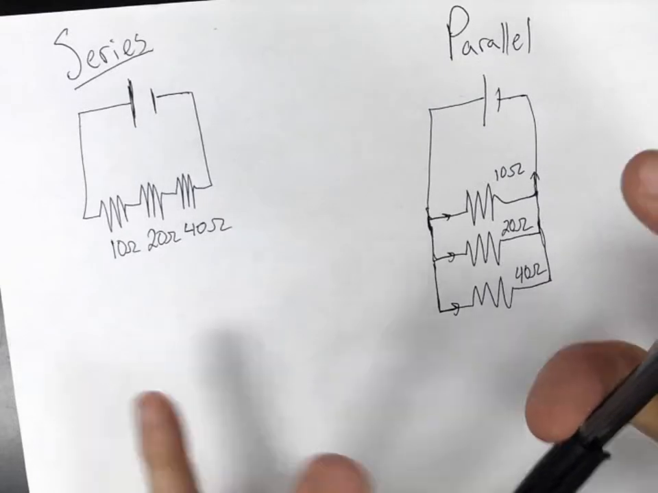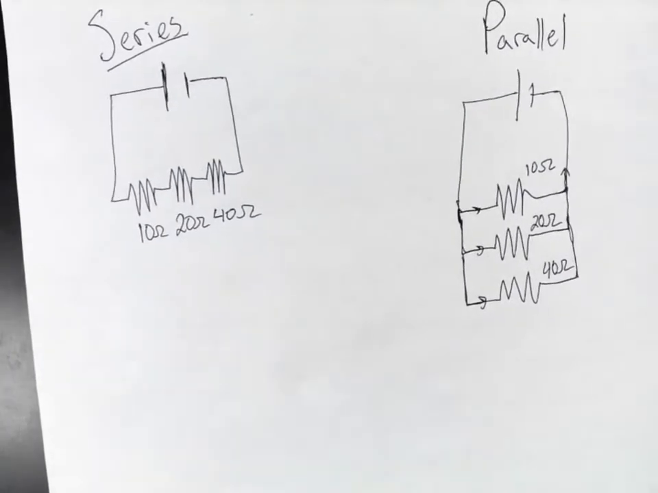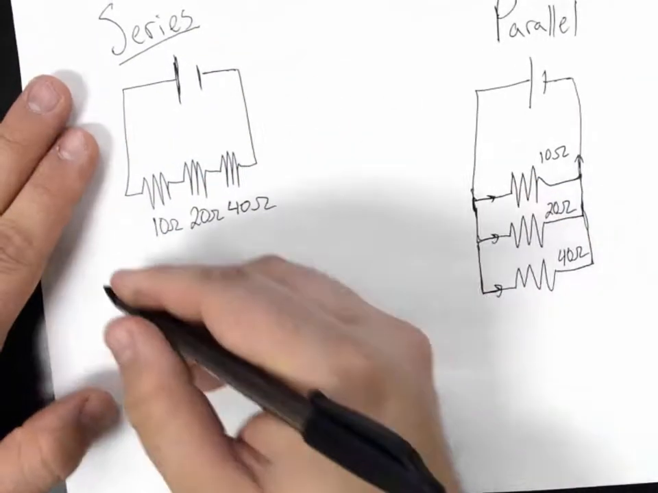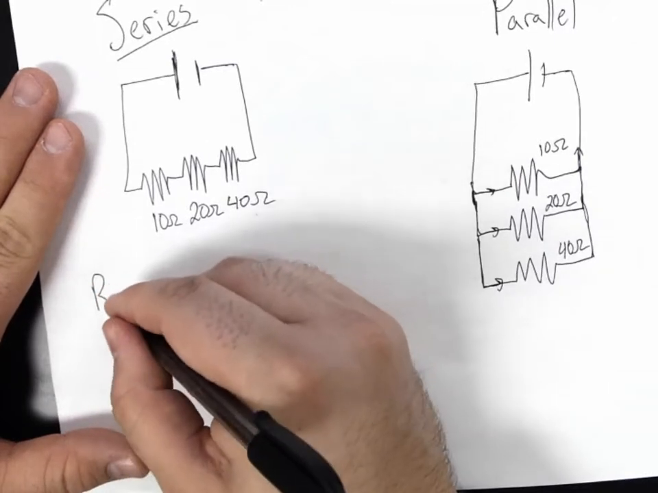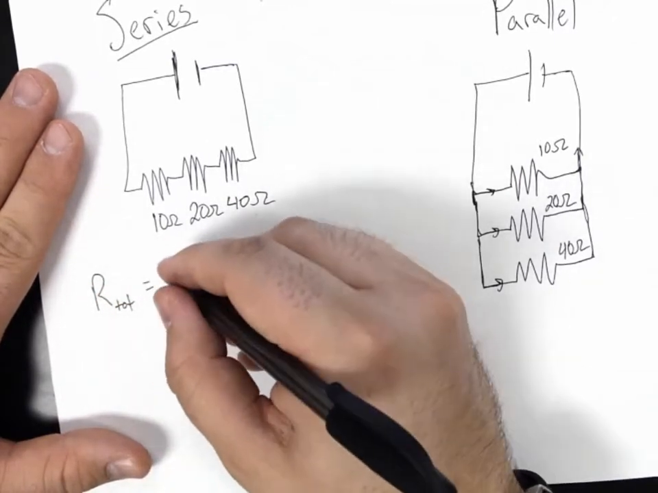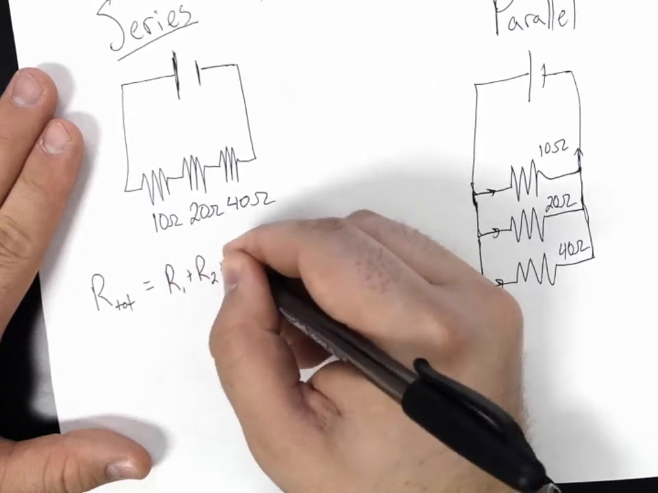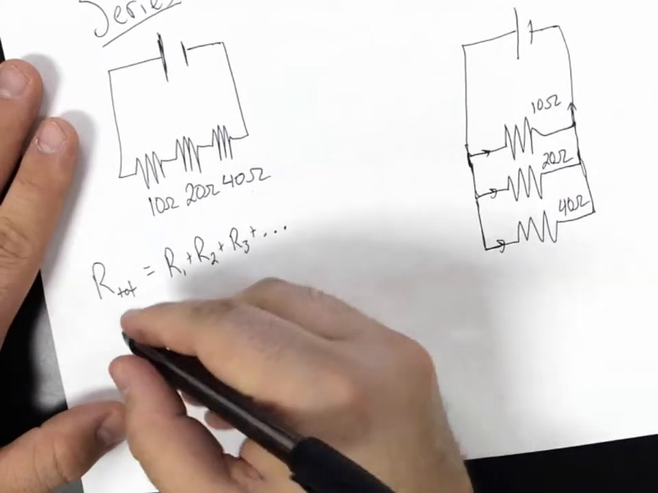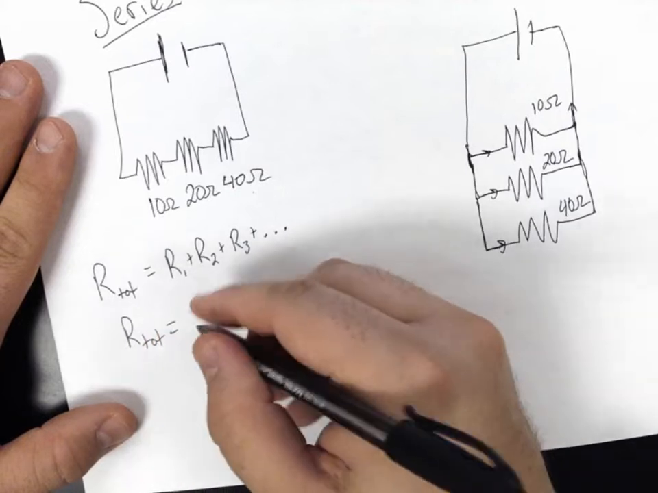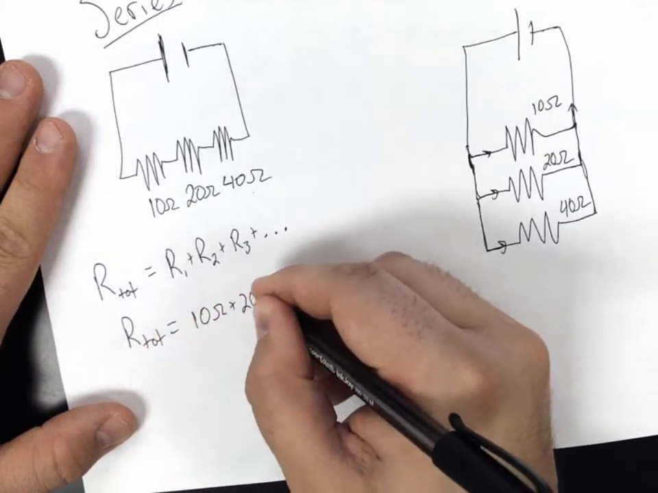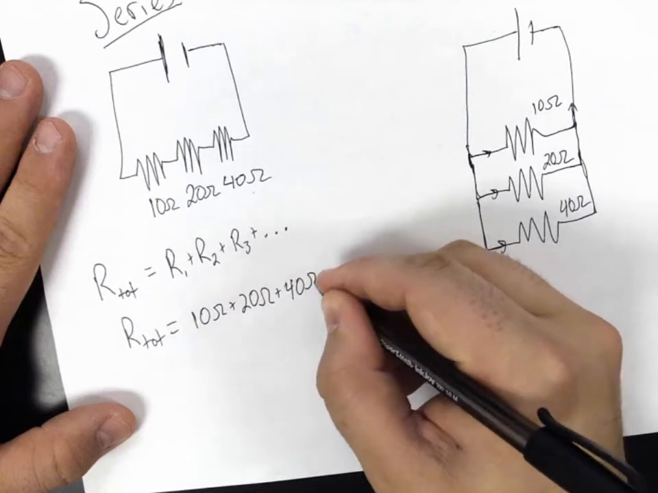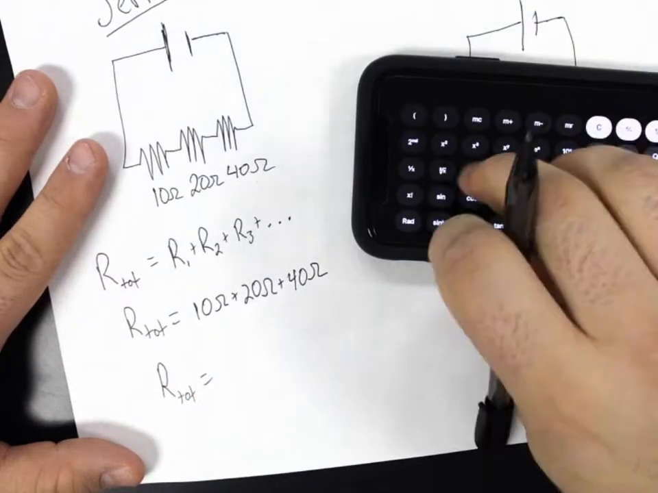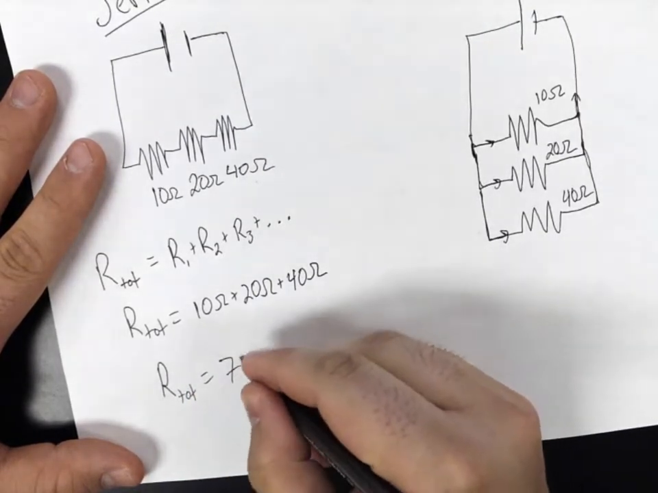So why don't we solve these two using the equations that we learned, and see what the total resistance is for each. For the series circuit, we have 10 ohms, 20 ohms, and 40 ohms. The total resistance of a series circuit is the first one plus the second one plus however many there are in the circuit. There could be 4, 5, or 20. In this case there are 3, so R total equals 10 ohms plus 20 ohms plus 40 ohms. We plug that into our calculator and find that we get 70 ohms.